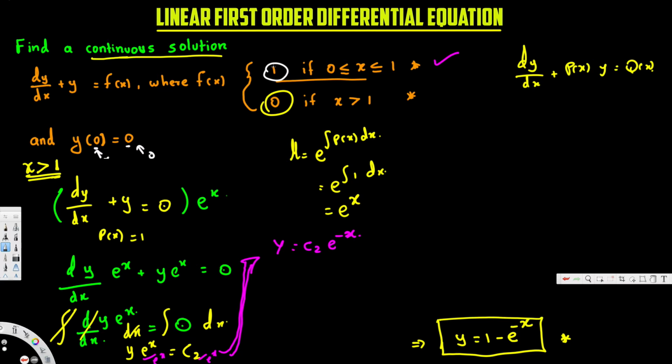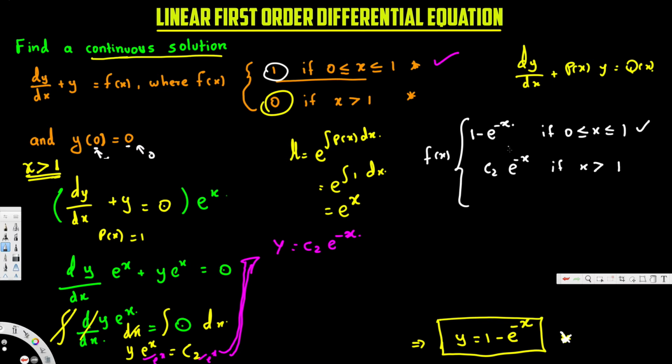Now let's go ahead and express our piecewise function. For the first one, we found out this is the equation we got, right? For the first one, we can express 1 minus e^-x, if x is from 0 to 1. Now for the second one, we found out f of x is c2 e^-x if x is greater than 1. Now this is already the particular solution. For this one, in order to express the particular solution, we have to find out c2.